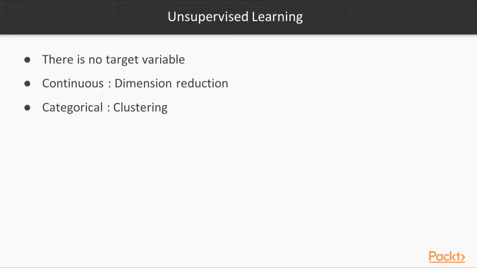For unsupervised learning, it differs because there is no target variable. So people use unsupervised learning for dimension reduction or to do clustering by finding things that are similar.